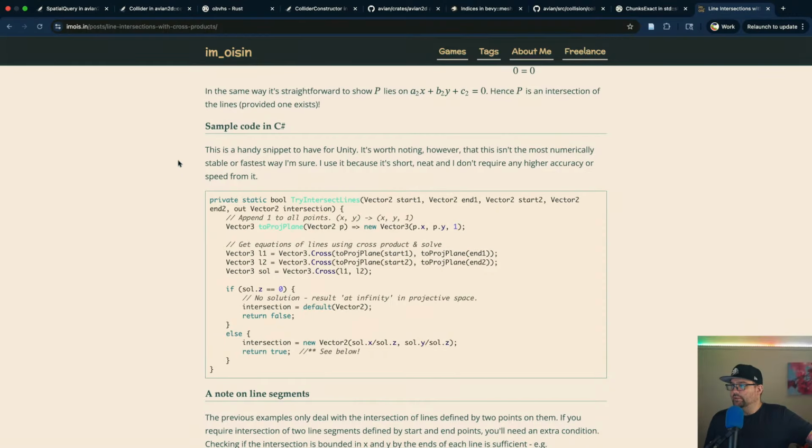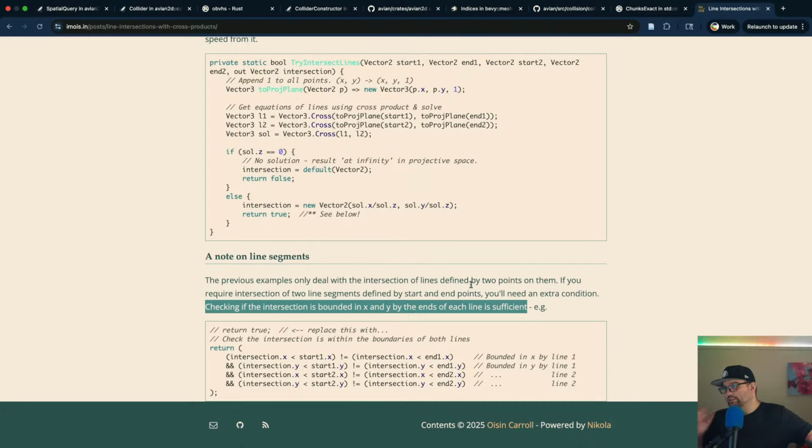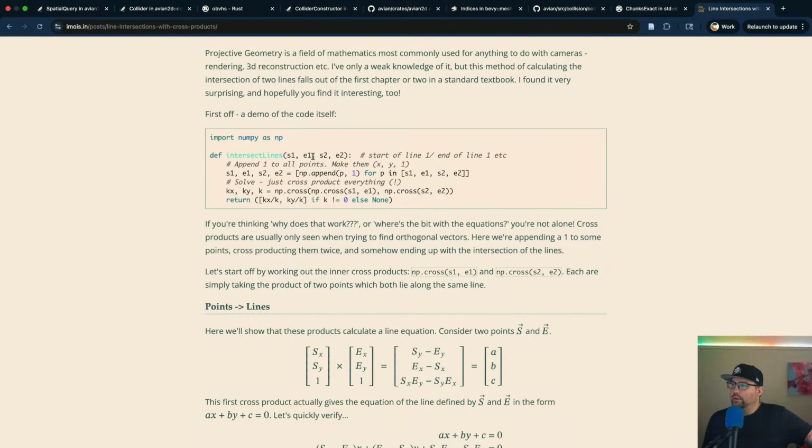this person says, yeah, checking if the intersection is bounded. Okay, so 2 lines and then we do a bounds check. The question is, what is the actual math here? They're doing intersect lines with start of 1, end of 1, start of 2, end of 2. Append it to be 3D.